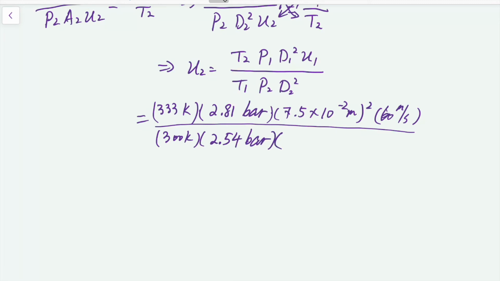The good thing about this formula is that you don't have to convert all the units. Just make sure they can cancel out and get the desired unit you want. Okay, this is U2. Now we can cancel the K, bar, and meter. We only have meter per second. Then we get 165.76 meter per second.